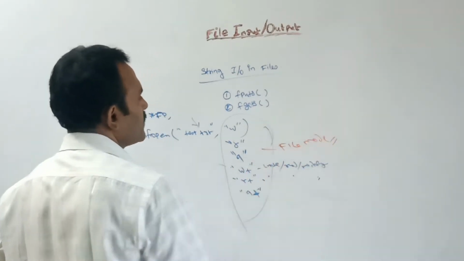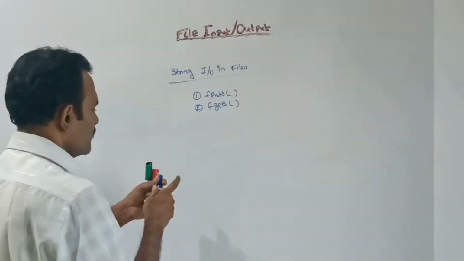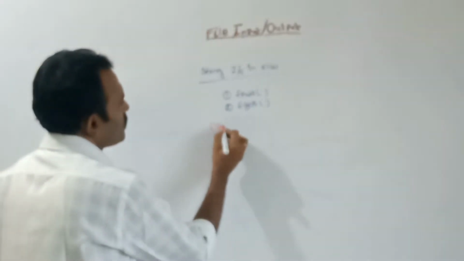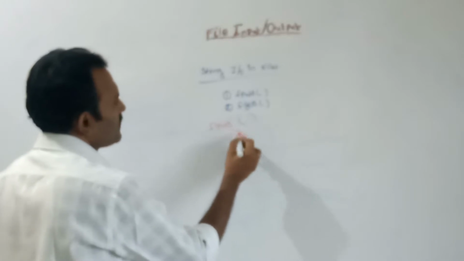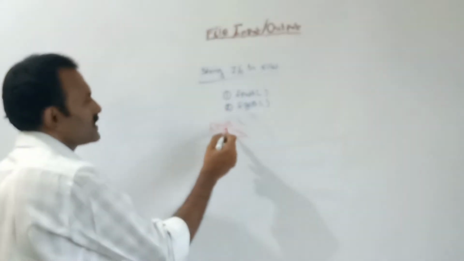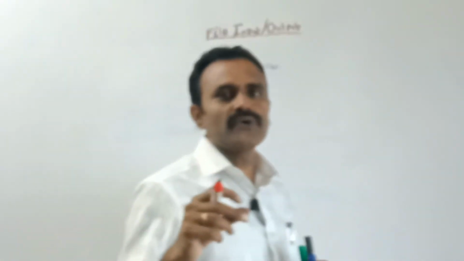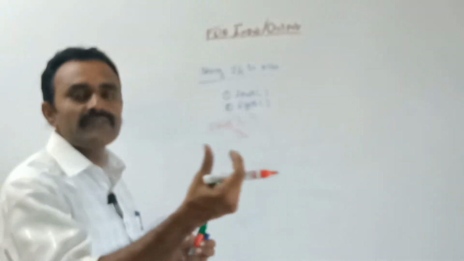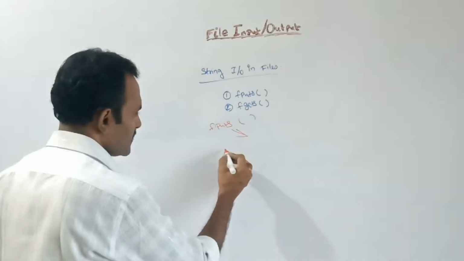See, depending upon the mode, we can use this function. Now let us see the first one, the fputs function. fputs is used for writing a file. If you want to use the fputs function, then in which mode should you open the file? Write mode. If you are using the write mode, then we can write the string to a file by using the fputs function. Let us see the syntax of this function.